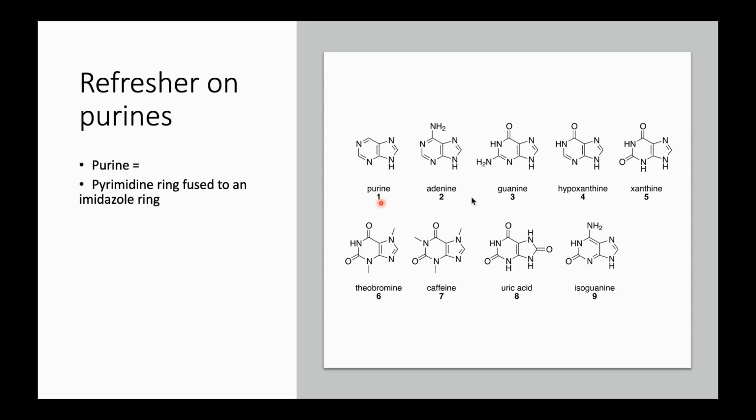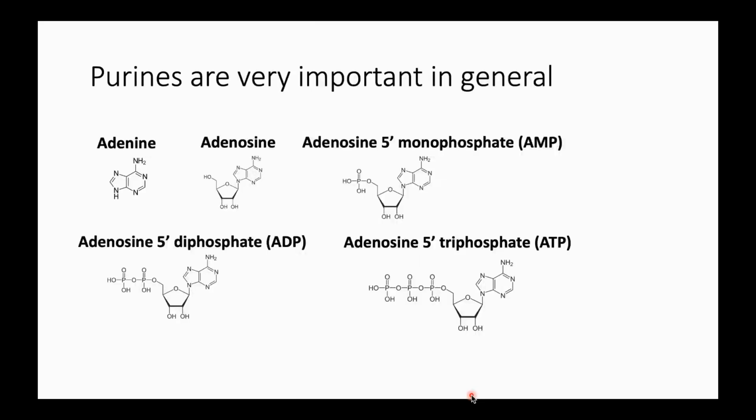And here are several biologically important purines to give you some examples. They're quite an important class of molecules in general. So just showing you the derivatives of adenine. Adenine, of course, is the backbone of DNA. Adenosine is an essential signaling molecule that has widespread effects in the body. And then, of course, we have AMP, ADP, and ATP, which are critical for energy metabolism.